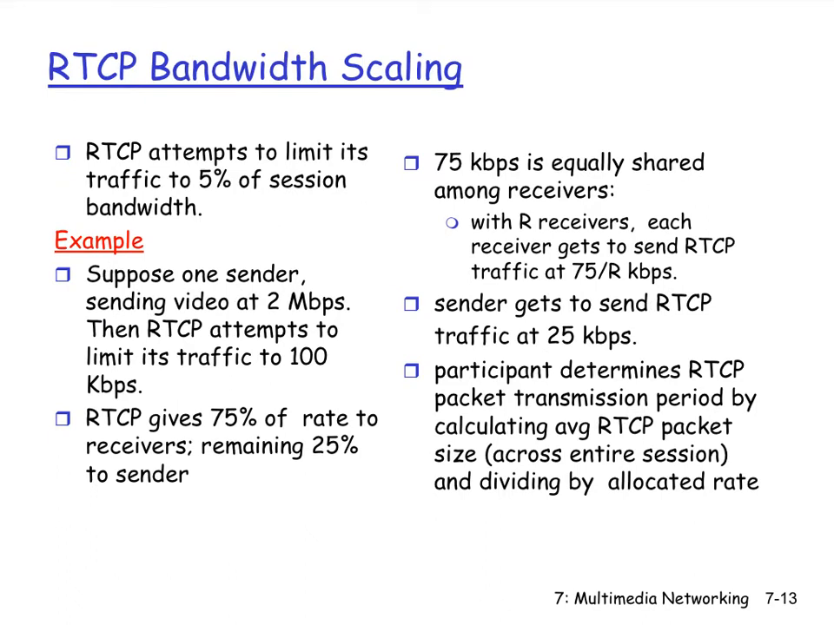So RTCP bandwidth scaling, that's an interesting thing. RTCP usually attempts to limit its traffic to 5%. That's the figure based on which we know how often each report gets sent. If we want to know how often we should receive a receiver report or a sender report, that's the only number. Based on that number, 5%, we know how often.